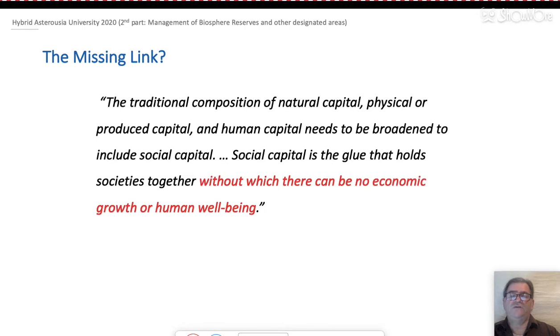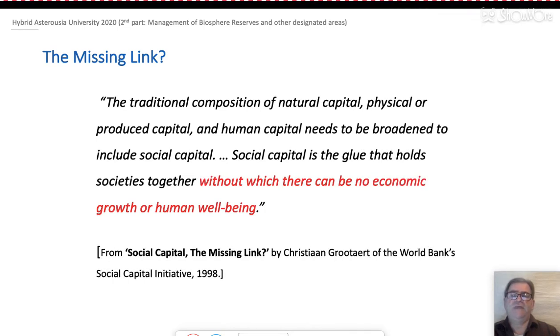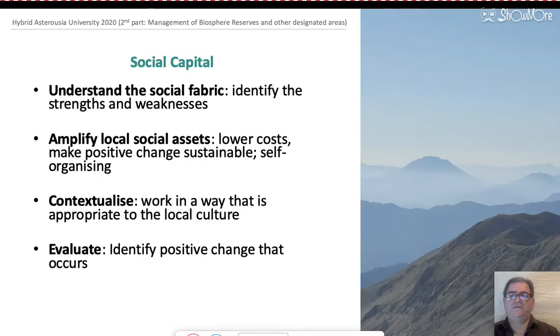According to the World Bank, social capital is the missing link, that it needs to be added to the other forms of capital: natural, physical, and human capital. And without social capital, there can be no economic growth or human well-being. I think that's such a significant statement, and it's why we really need to learn about social capital and how to put it into practice.